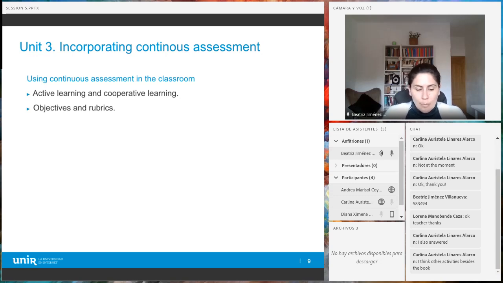Okay. Also, it's important to remember that when we're applying continuous assessment, in order to do it in an effective way, we need to incorporate the objectives of the activities, the tasks that we require our students to do, but also the rubrics, so the students are aware of the learning goals that they have. Okay, so what they need to perform, or how they need to perform the task in order to successfully complete that task and to get a good result.